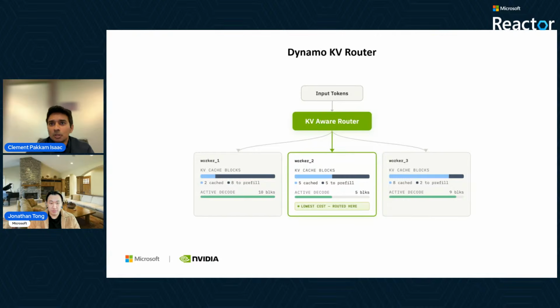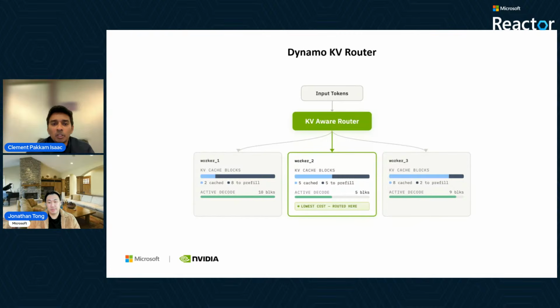When you look at this worker, it looks a little attractive at first glance, since it has only 2 blocks left for prefill, right? But when you look at the decode blocks, it carries 9 active decode blocks, making it a heavily loaded, highly utilized worker. When you look at worker two, it has a sweet spot: only 5 blocks to prefill, and also 5 active decode blocks that you could leverage.